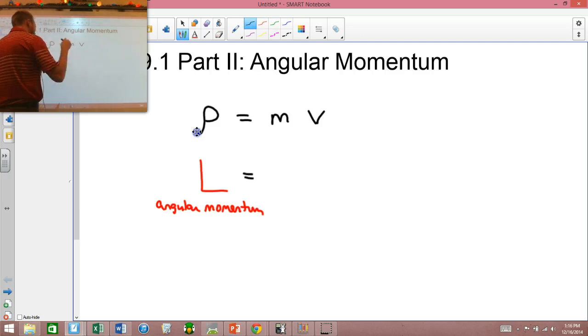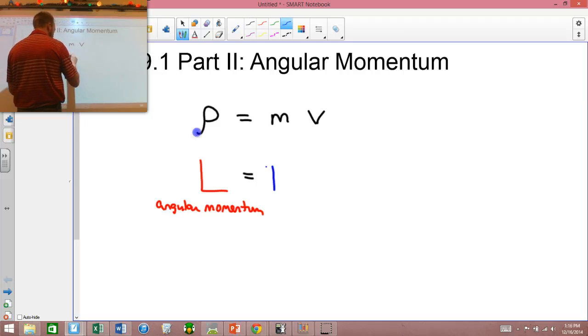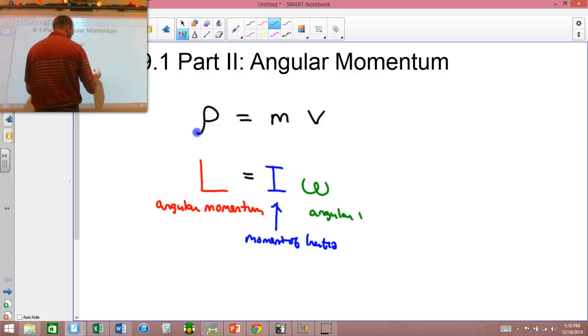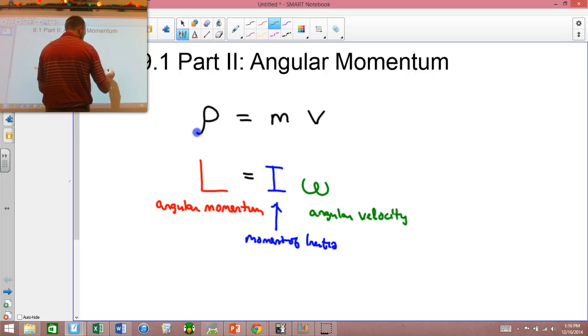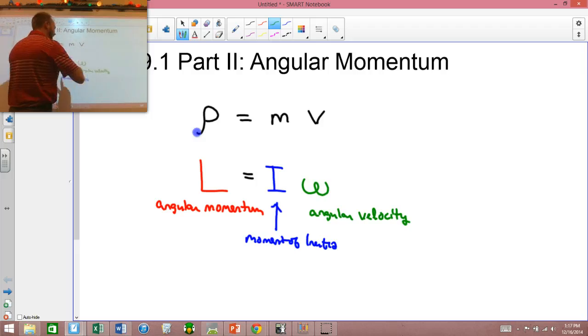is equal to its mass, but remember, it's not only how much its mass is, but it's also where it's located. So we use the moment of inertia. And its velocity is angular velocity. So just like we've got mass times velocity, we've got its mass, but it depends on how much it is and where it is. Is it a hoop? Is it a solid? Is it a sphere? And how fast it's spinning.